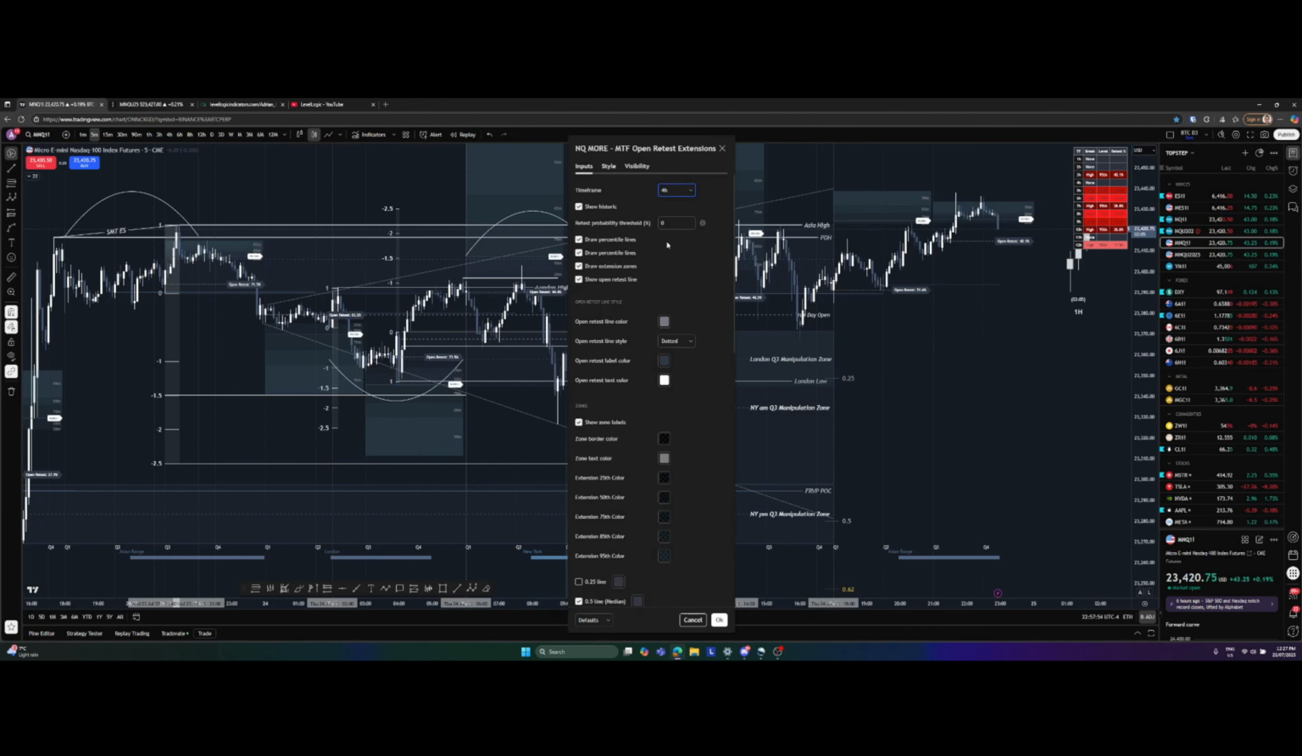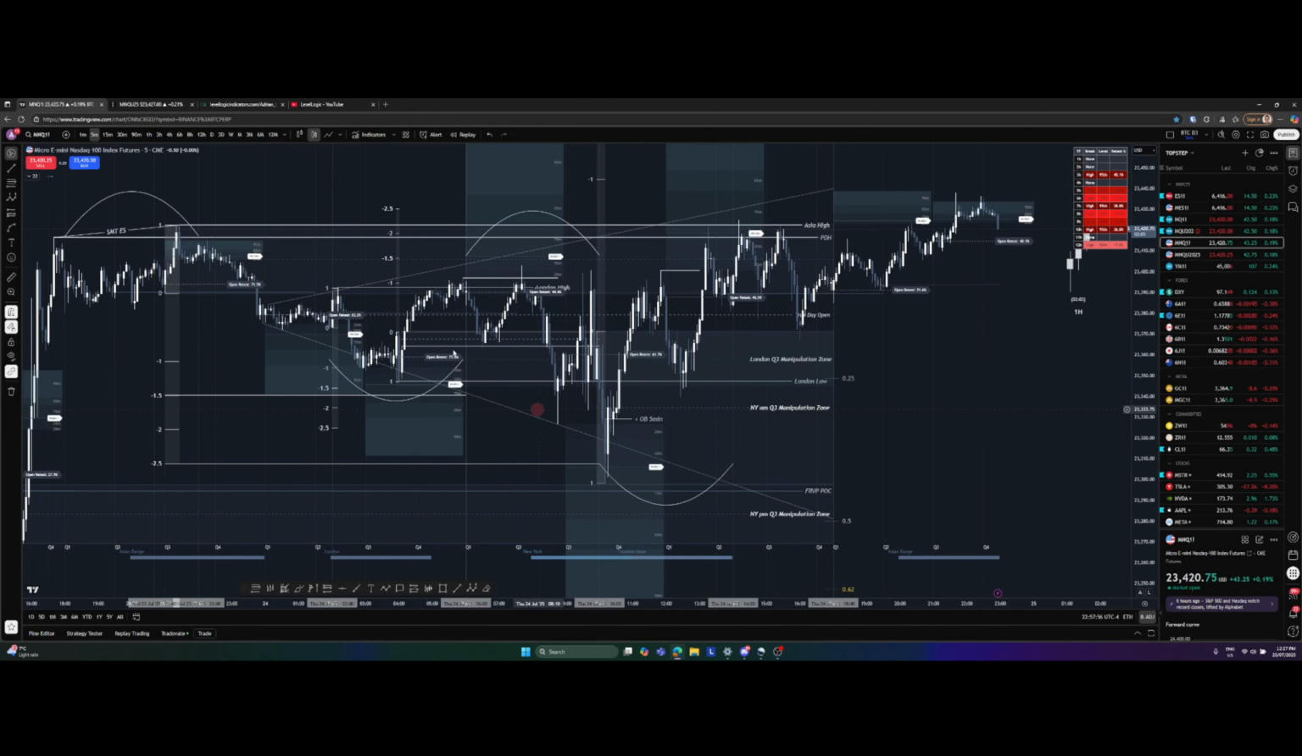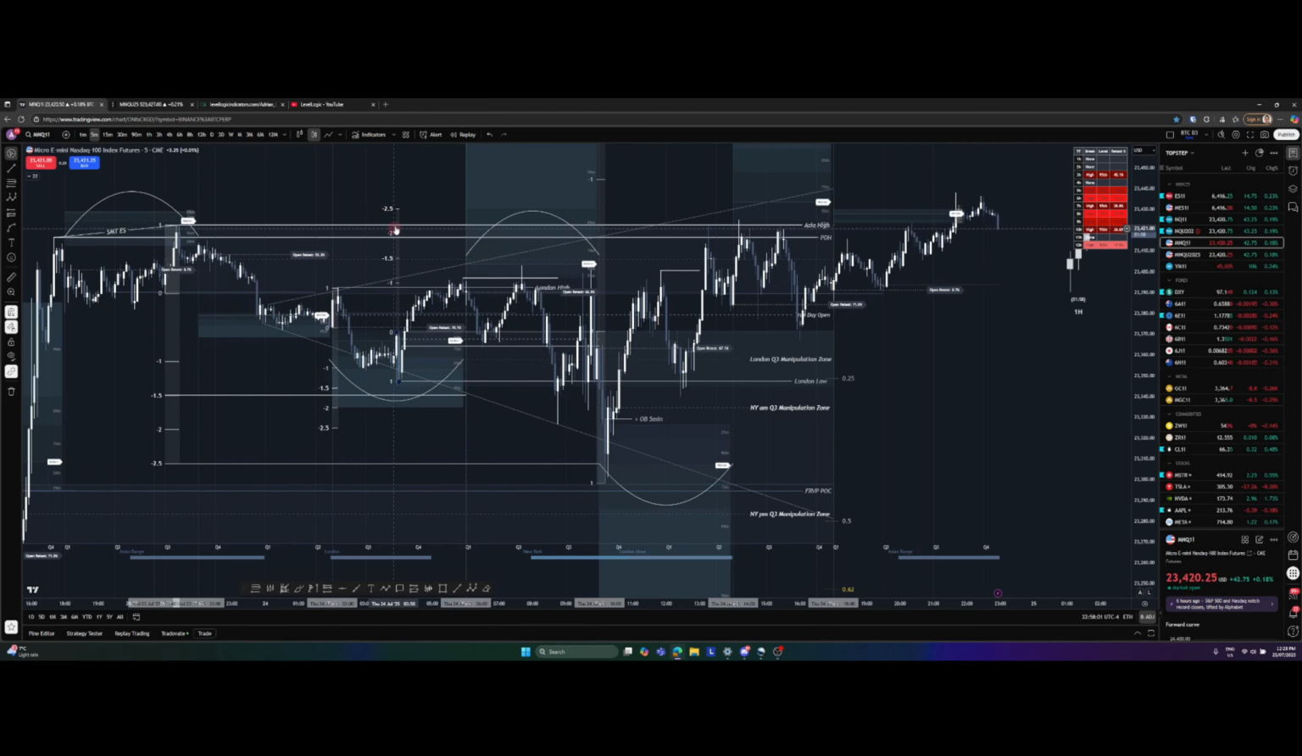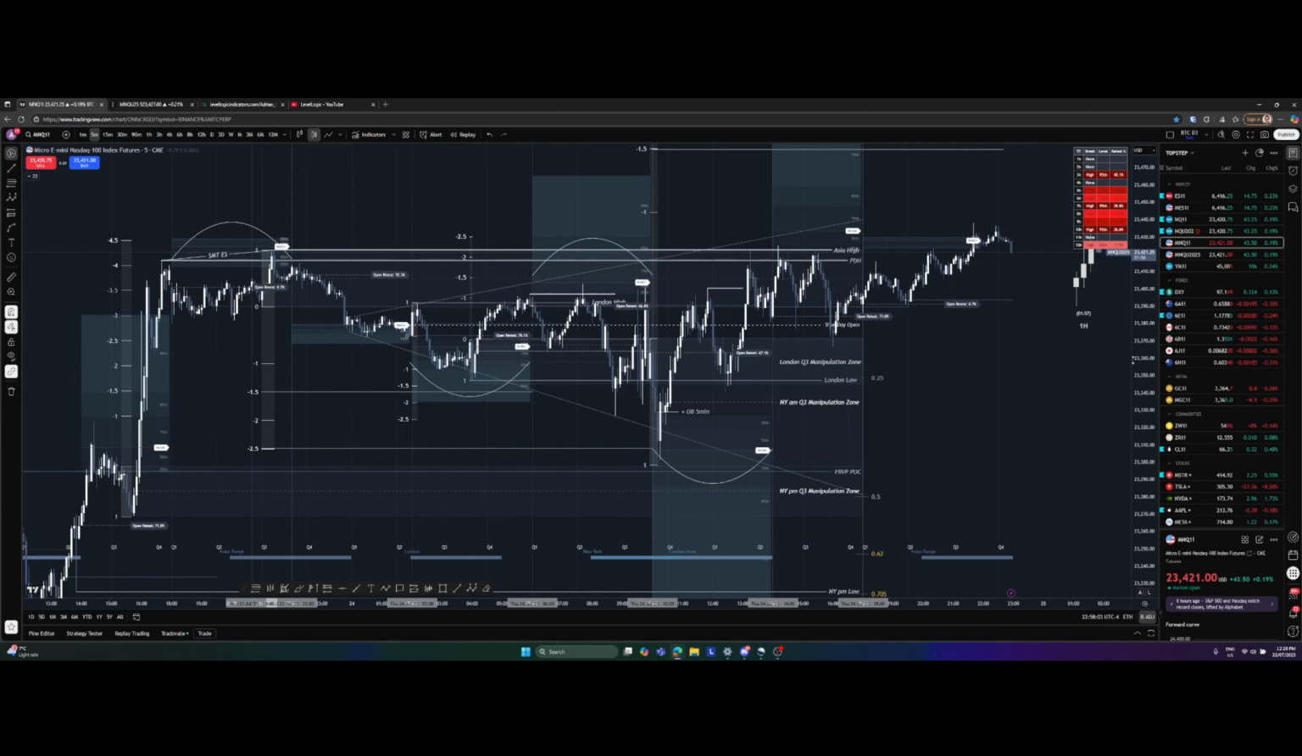I'm on the wrong time frame. Sorry, guys. I'll just change this back to the 4 hour. That's better. Okay. So we sweep the low for the 4 hour. And then we had a retest level here. And then we come down, we sweep the 4 hour low.